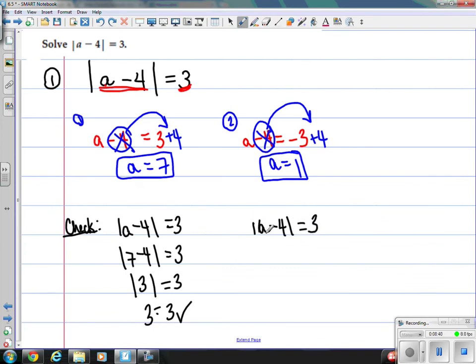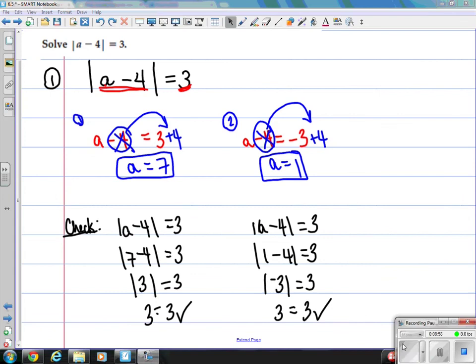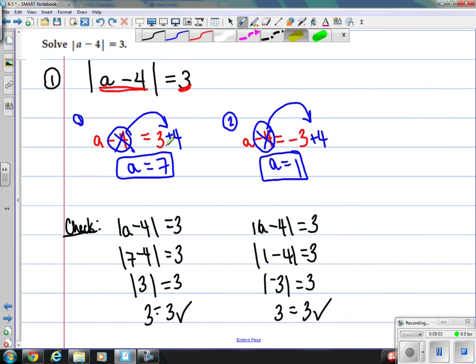Except this time I replace a with 1. So the absolute value of 1 minus 4 equals 3. Now we say 1 minus 4 is negative 3, so the absolute value of negative 3 equals 3. And the absolute value of negative 3 is 3. So once again, we're good. We check. Since both of our solutions check, that means both of these are answers to this absolute value equation. Absolute value equations will always have two cases.